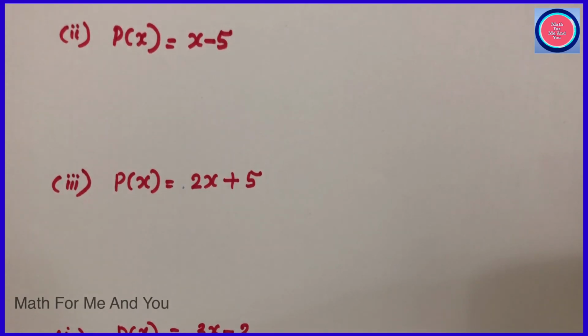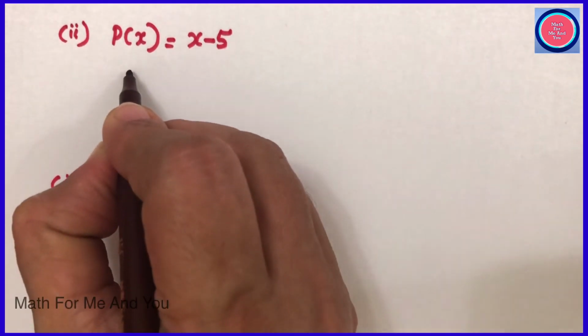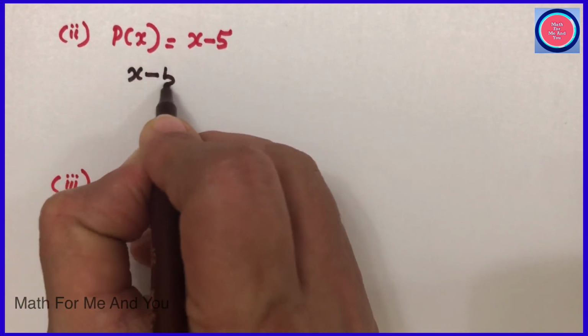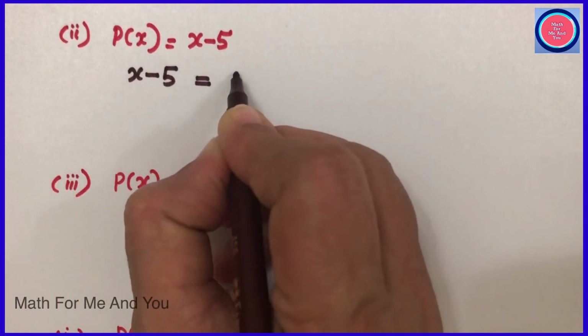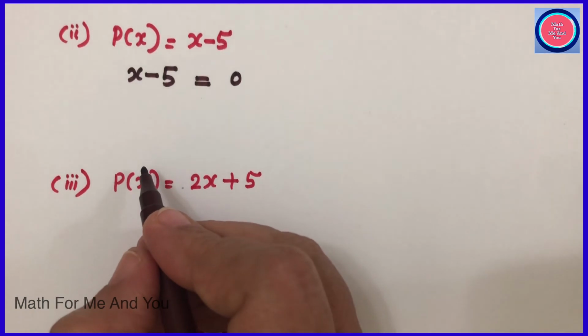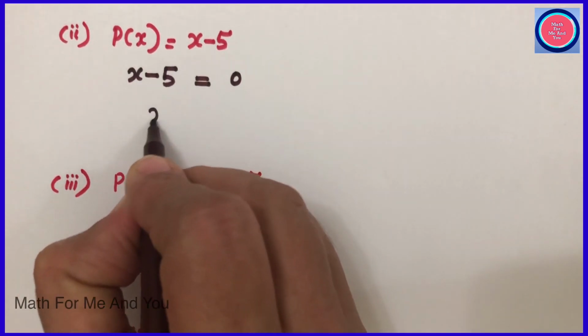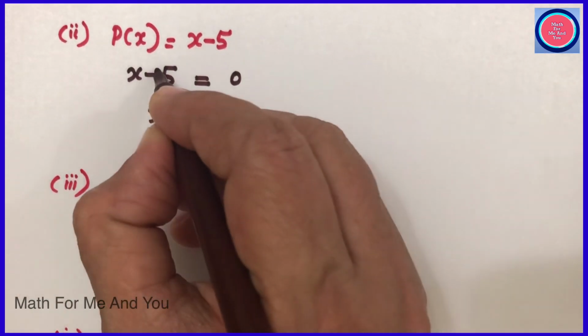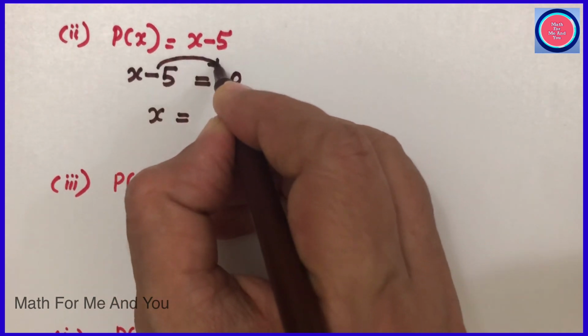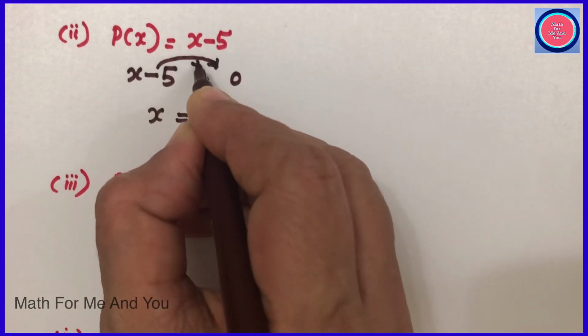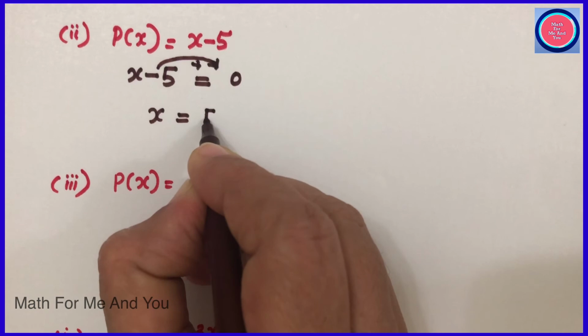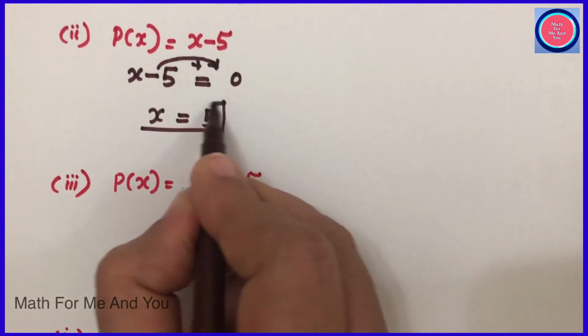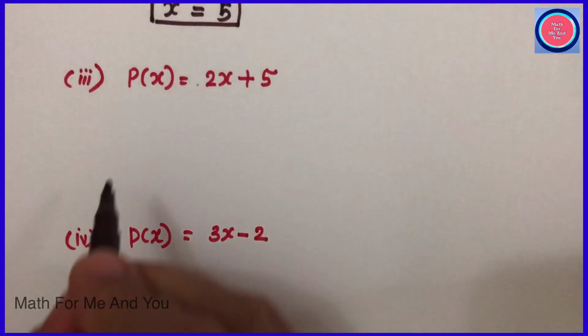Next polynomial p of x equals x minus 5. What is the 0 of the polynomial? Write the polynomial equal to 0 and find the x value. That's it. X minus 5 is the polynomial and we write it equal to 0. We can find the x value then. What is the x value? Minus 5 we take and keep on the right side. It becomes positive 5. X equals 5. And this is the 0 of the given polynomial.